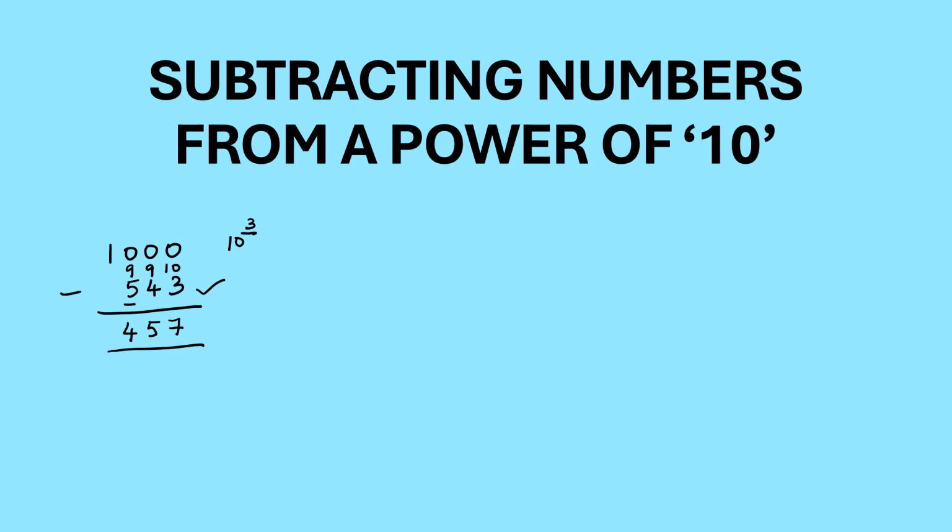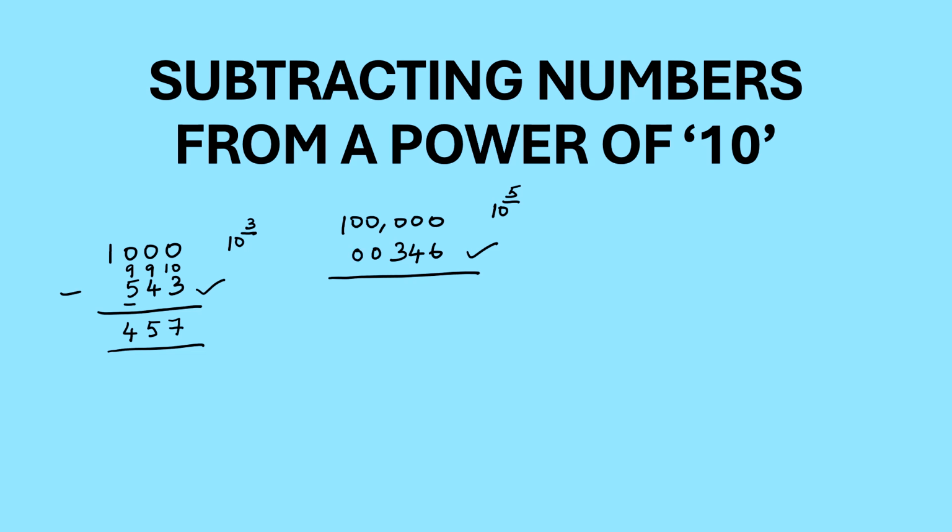Let's try another one. Let's say you want to do 100,000 minus 346. Here, you're subtracting from 100,000, which is 10 to the power of 5. So, you need to make sure that the number you're subtracting consists of 5 digits. Here, 346 consists of only 3 digits, so you add 2 zeros to make it 5 digits. Now, we move on to the next step.